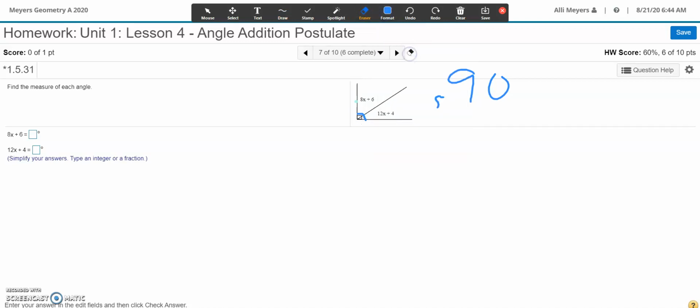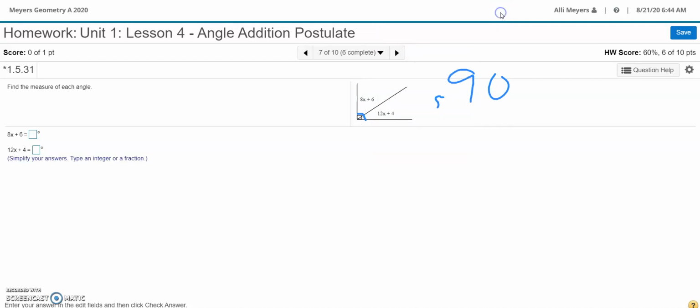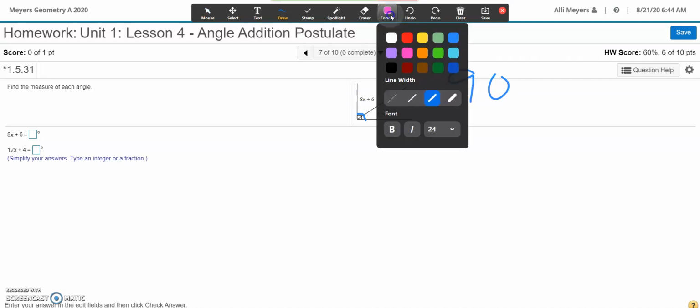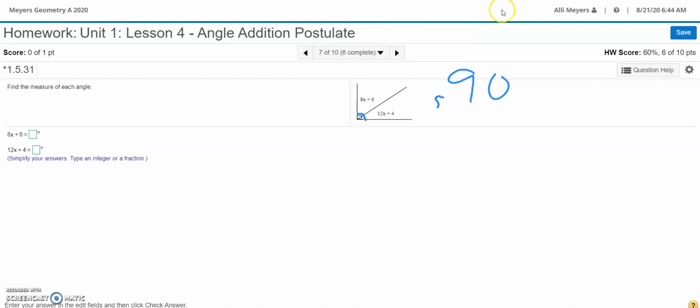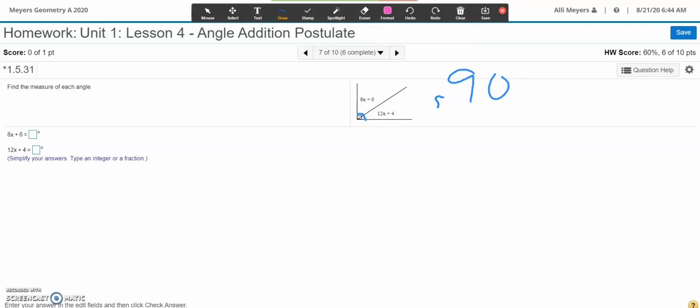And by that, I mean they'd have to put the little congruent mark, so they'd have to do this, like, right. They didn't do that, though, so I cannot assume that that angle is being split in half. All I know is that together, this 8x plus 6 and this 12x plus 4, those guys together make a right angle.